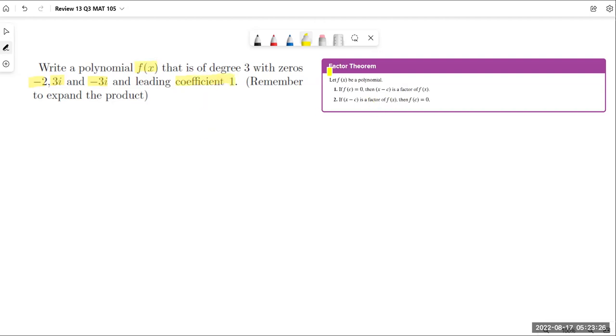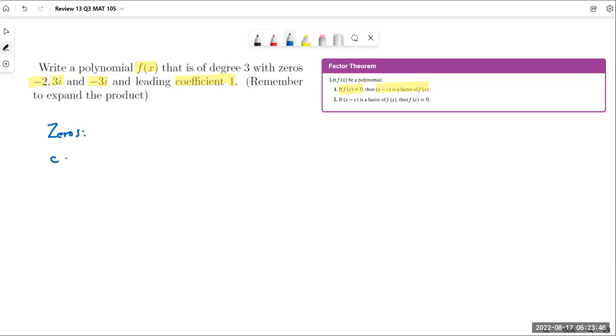So again, we're going to use the factor theorem. So what is the factor theorem saying? If c is a zero, it means f of c equals 0, right? Then x minus c is going to be a factor of f of x, right? So here, we have the zeros.